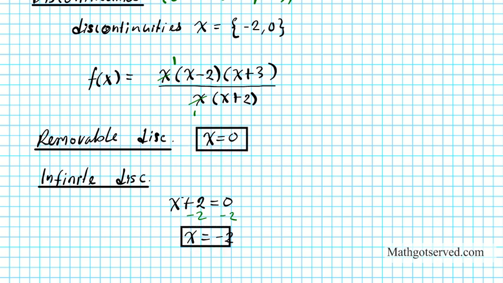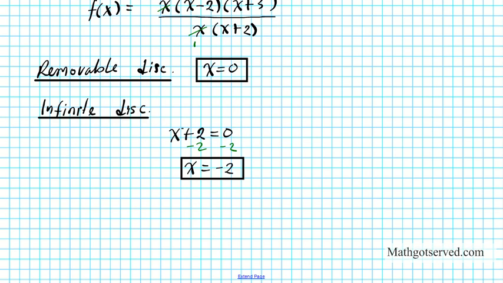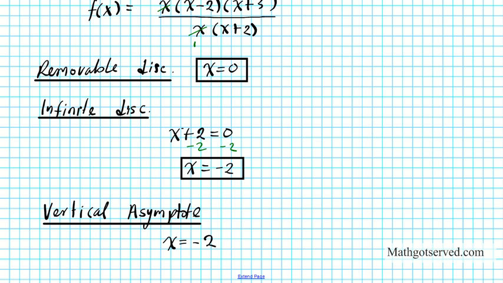Now what we're going to do next is look for the vertical asymptote. So what is your vertical asymptote? It is that vertical line that the graph cannot cross. Your vertical asymptote is exactly the same as an infinite discontinuity, so it's simply going to be x equals negative 2. So there you have it.